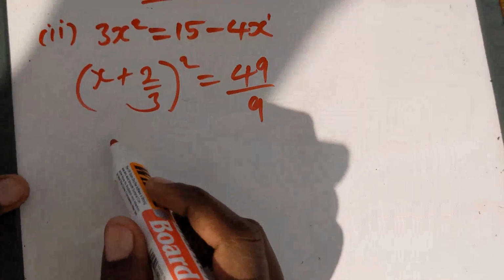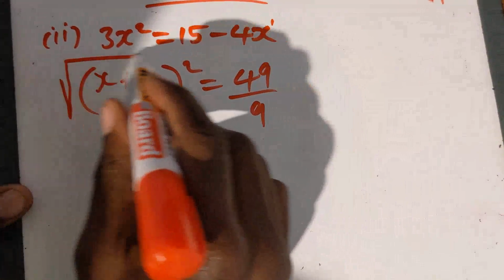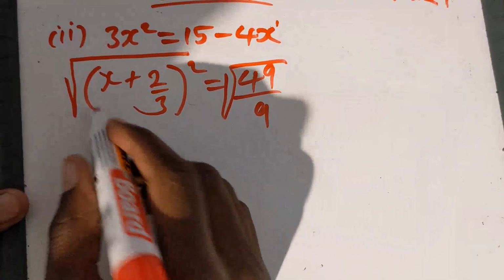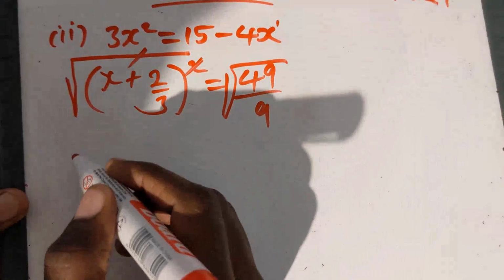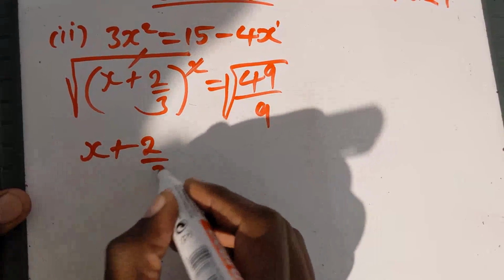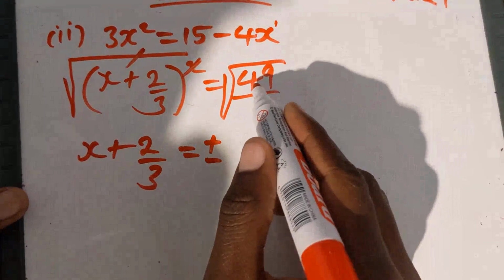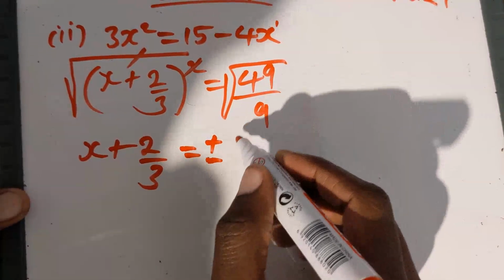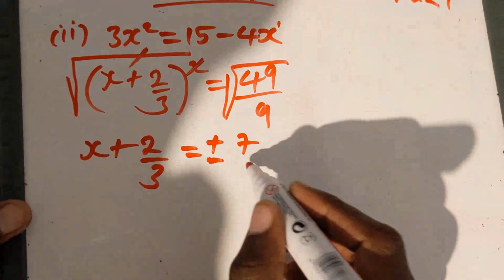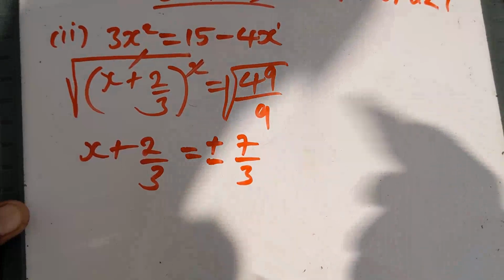Okay, so from here I said that to get rid of the square, you introduce the square root on both sides. Meaning that we are going to have x plus 2 over 3 is equal to positive or negative. What is the square root of 49? The square root of 49 is just 7. 7 times 7 is 49. So what about the square root of 9? The square root of 9 is 3. 3 times 3, it is 9.